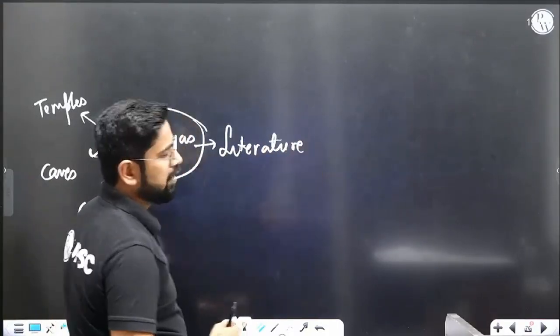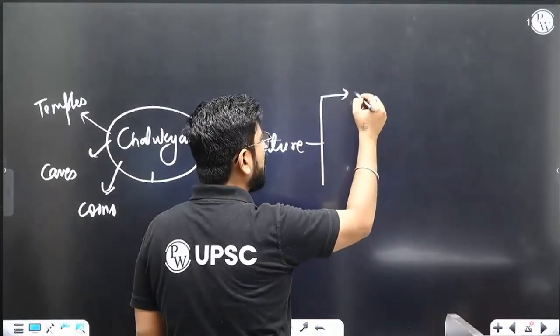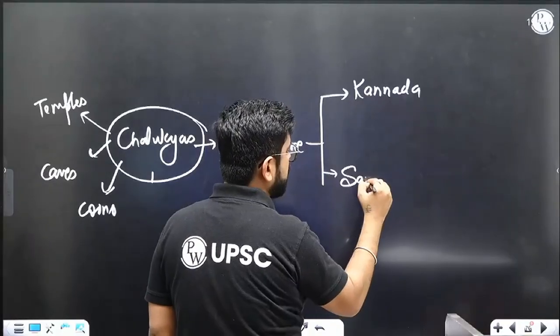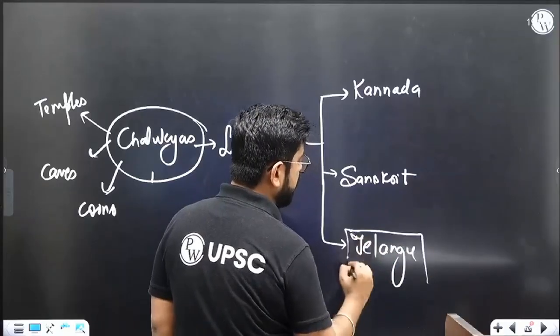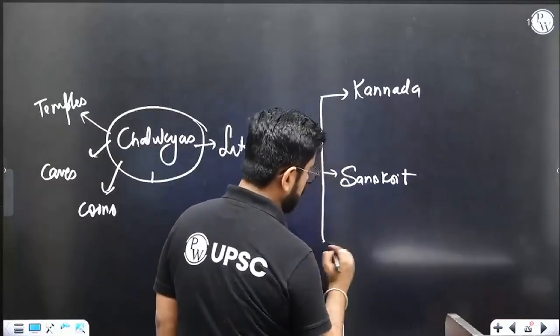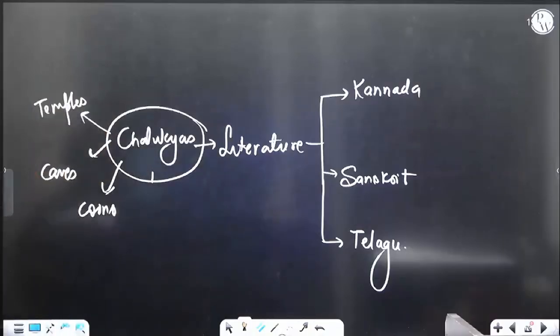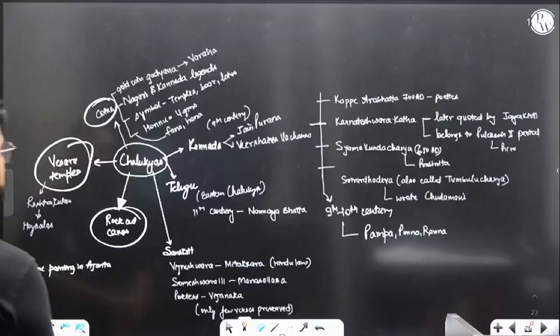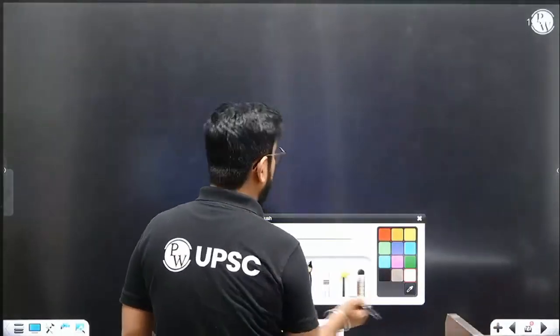Now, literature again, the culture is somewhere midway between Kannada and North India. So we will see that they are contributing to the expansion of Kannada literature. Plus Sanskrit is also there. Plus later on, not in this era, but later the other Chalukyas will contribute to Telugu literature. So Kannada, Sanskrit, Telugu all will develop under them. Let's talk about Kannada literature first.